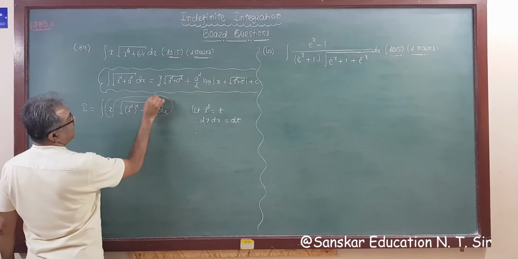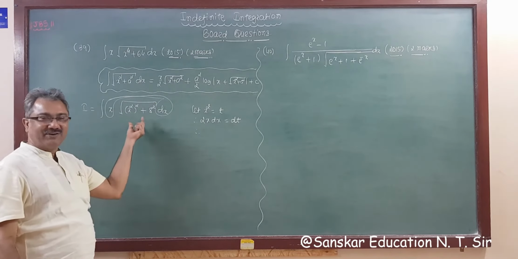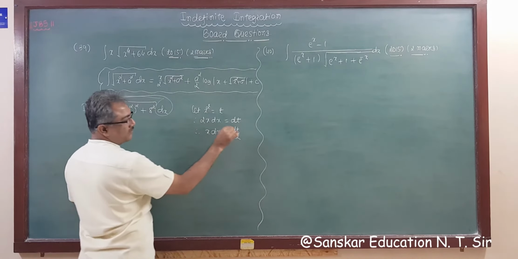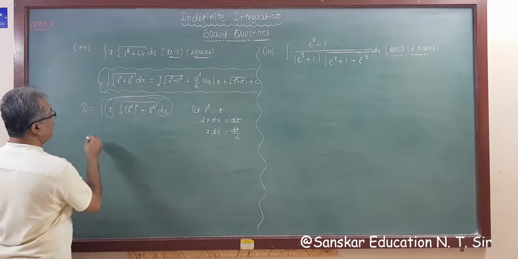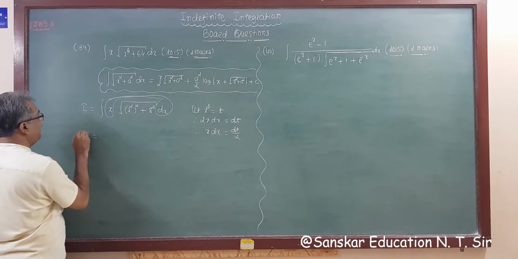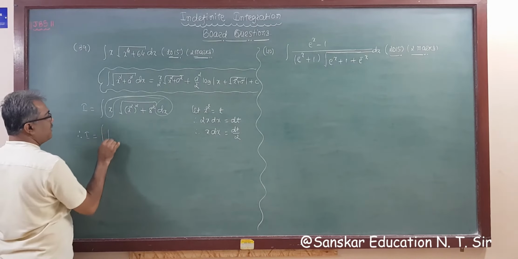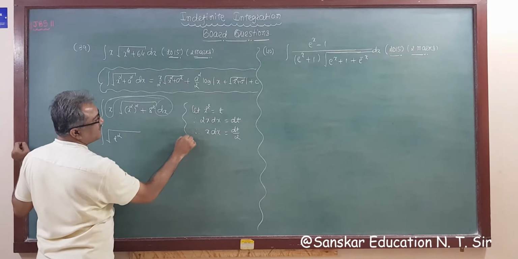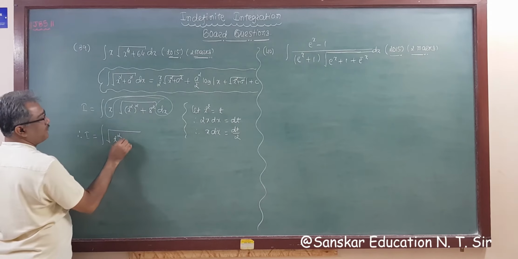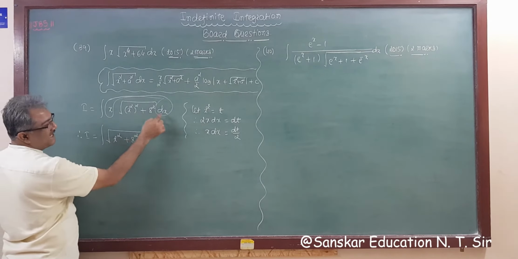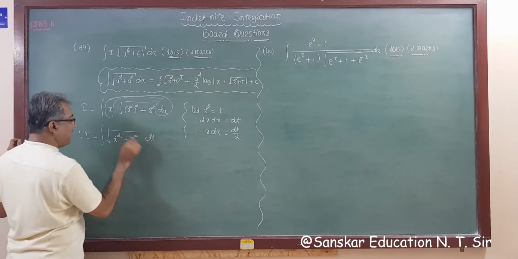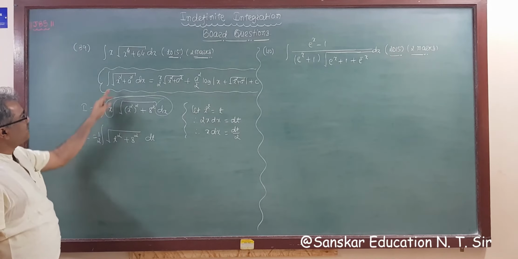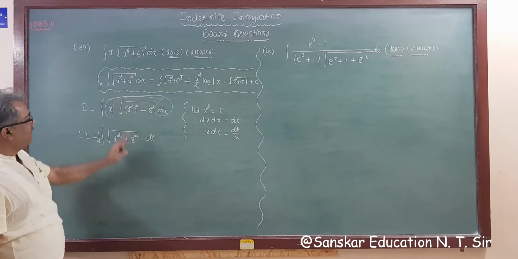We have only x, so this portion x dx is dt by 2, right? So substituting this value, what do we get? Therefore your I will be integration of under root t square plus 8 square, because x square is t, and this x dx is dt by 2, I am writing here. So applying this formula now, instead of x we have to write t, and instead of a we have 8.